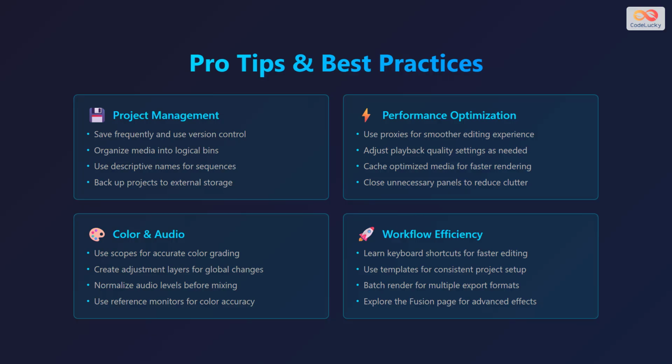For color and audio, always use the scopes for accurate color grading. Create adjustment layers to make global changes that affect multiple clips. Normalize your audio levels before mixing to ensure consistent sound. Finally, use reference monitors for color accuracy if possible.